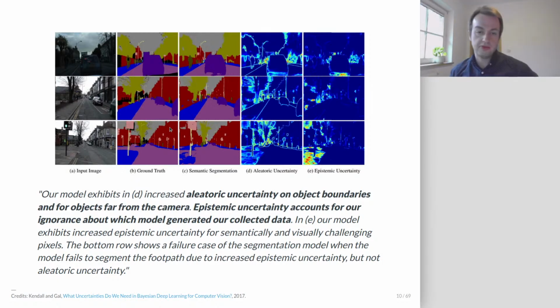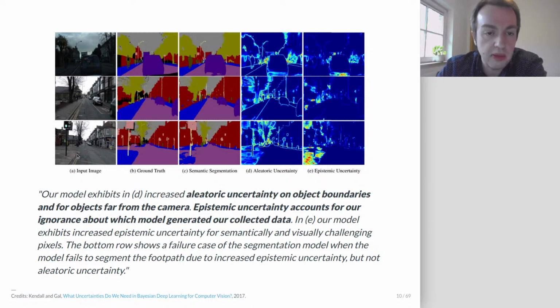So as an example of these two sources of uncertainty, I've taken this picture from a paper from 2017, which is about segmentation of images, as we have seen in lecture 6. So you are given some input image, and what you want to do is to segment this image into regions that are semantically equivalent. So you want to say that this part here corresponds to sky, this is the road, this is pavement, and so on and so on.